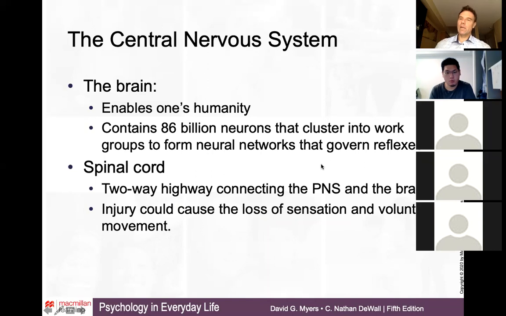So as I said, the brain contains billions and billions of neurons, and it even contains more synaptic connections between neurons. And the spinal cord is basically a way of connecting the body to the central nervous system. And when the spinal cord is cut, then that usually results in paralysis, coma, or death. Depends where it is cut.